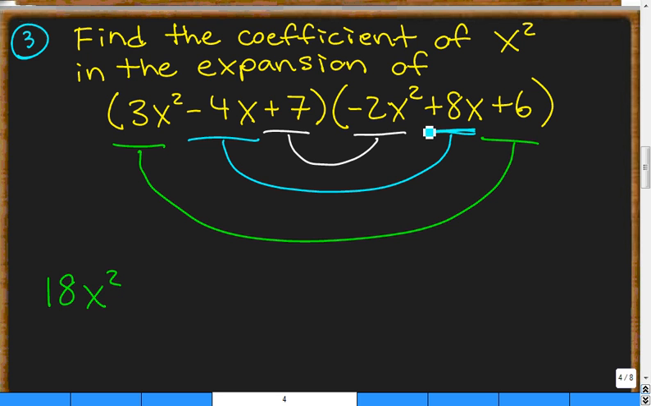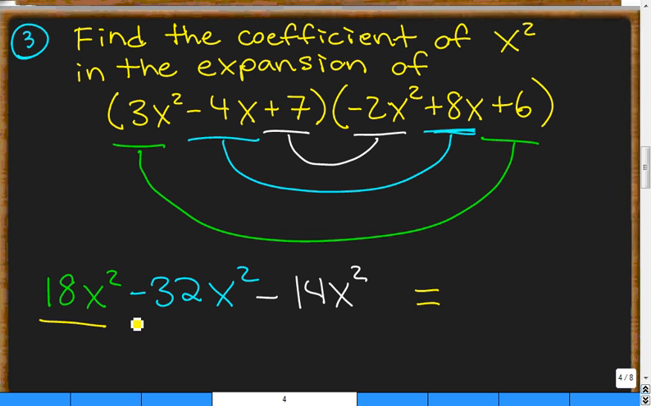We have the negative 4x times a positive 8x. That's going to make negative 32x squared. And then we have a positive 7 times a negative 2x squared, which makes negative 14x squared. So all in all, we're going to have 18 x squareds. We're going to have negative 32. So 18 minus 32 makes a negative 14. And then we take away another 14. So this is negative 28x squared. And so our answer is negative 28.